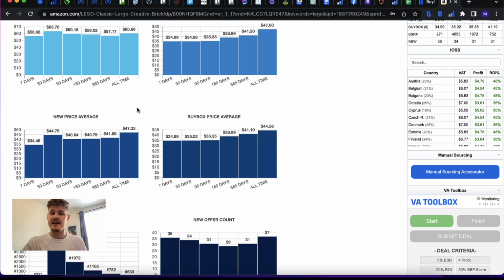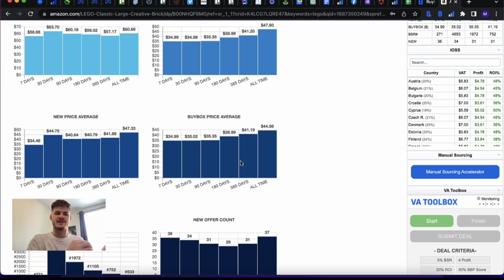Let's say for example, the last 7 days was $34.99 and the last 30 days was, I don't know, $20. If the last 90 days were then around $40 and then 180 it goes to about $30, it's really sort of up and down. So we might want to exercise a little bit of caution when it goes to setting our price.